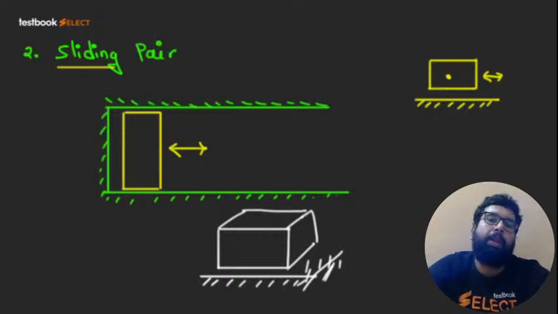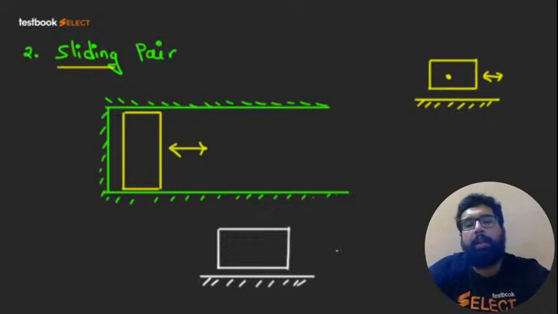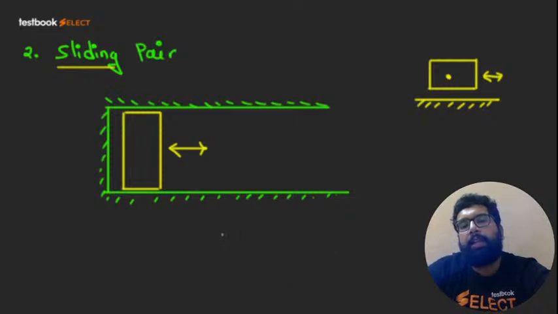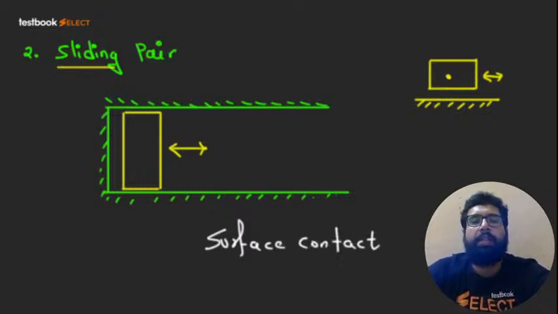Getting my point or not? So definitely, this is the surface contact, isn't it? Again, surface contact. So when a sliding pair happens, there is again the surface contact. Is it okay or not? I hope it is okay to all of you.